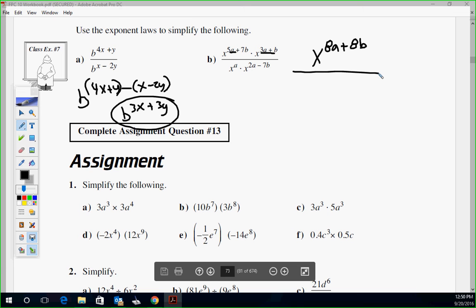Okay. Here again, putting these together. What's 1a plus 2a? 3a. Minus 7b. All right. So now what we're going to do is we're subtracting these. 8a minus 3a. 5a. 8b minus a negative 7b means positive. That would be your answer. 5a plus 15b.